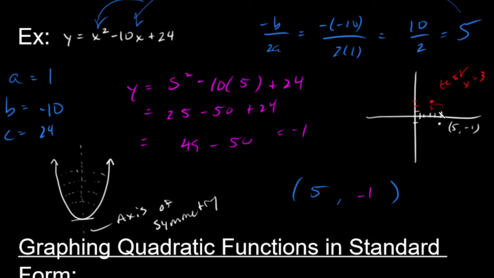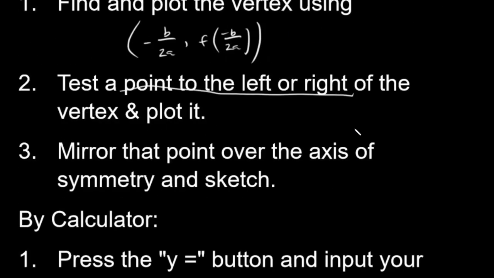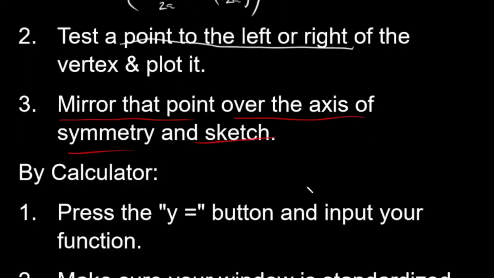And if you drew a U going in this direction, it's going to get mirrored over this axis of symmetry I was talking about. So there's an axis of symmetry here, and it's going to mirror over it. And so it's going to look like this on the other side too. And that is how you graph. That is the idea of how you graph. But your calculator can do this for you. So test a point, graph it, mirror that point over the axis of symmetry, and sketch. That's what we did.